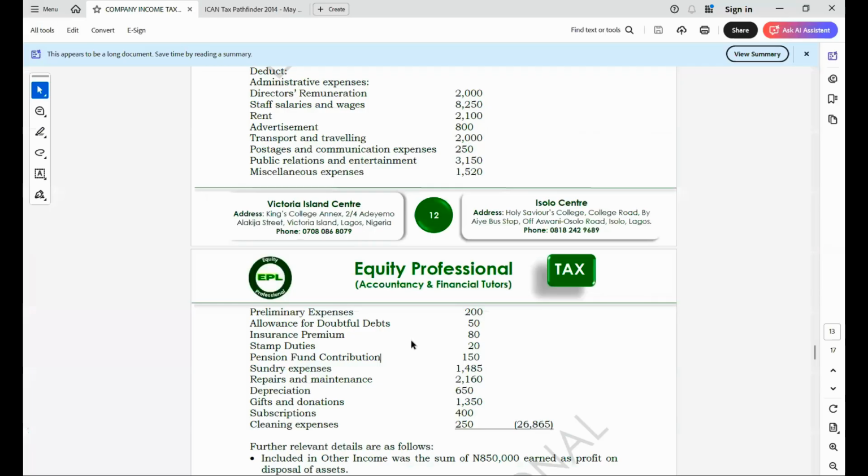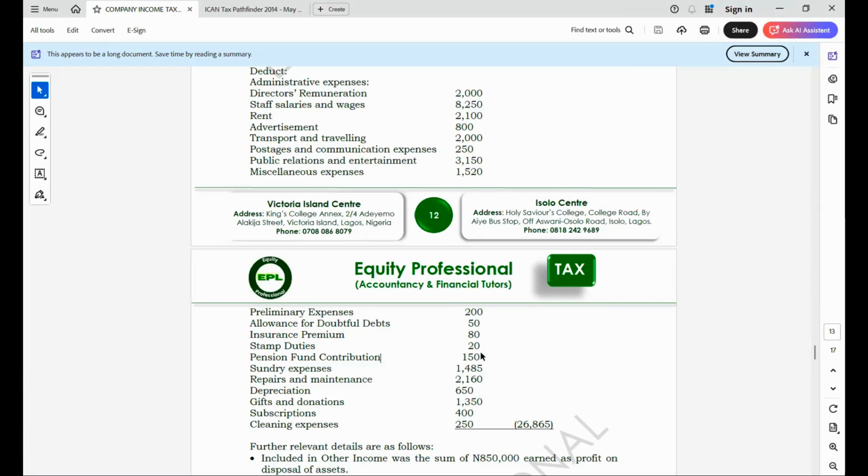Insurance premium. Is insurance premium allowable? Are you allowed to carry out an insurance policy for your activity? Is it allowable? Yes, insurance premium is also an allowable expense. So the premium you pay to insure your business is allowable.